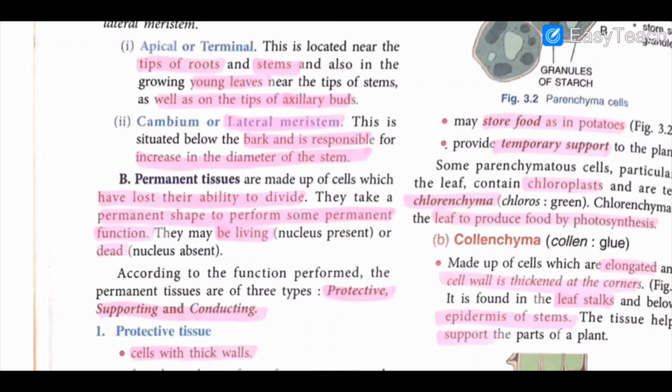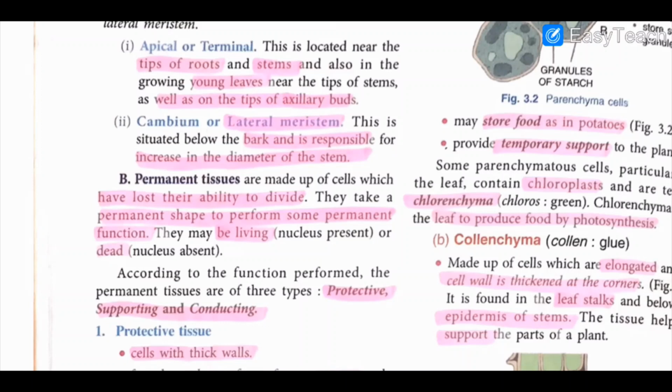Okay, so permanent tissues are made up of cells which have lost their ability to divide. So over here, we come to the stage where your teeth have become permanent, and once they fall, they cannot regrow because they have lost the ability to divide. Similarly, over here in plants, permanent tissues are the stage that the plants reach where they cannot divide anymore and they have become matured cells. They take a permanent shape to perform some permanent functions, and they may be living, nucleus present, or they also may be dead when the nucleus is absent, because we all know nucleus is the living part of the cell.